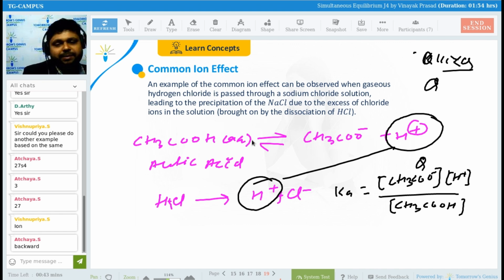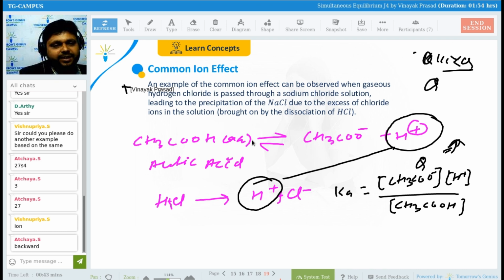So in this case, if the concentration of H plus ion increases, it means the numerator is more. If the numerator is more and the denominator is less, it means the product side is more. To maintain this equilibrium constant, we have to move towards the backward side. Is there any problem till here? No. So this is the common ion effect.